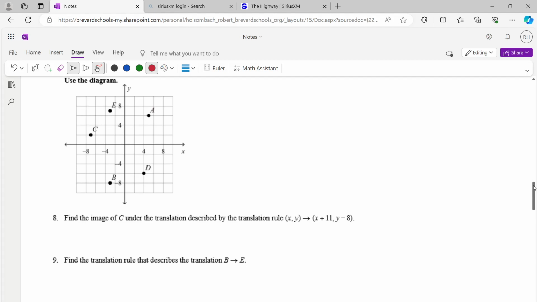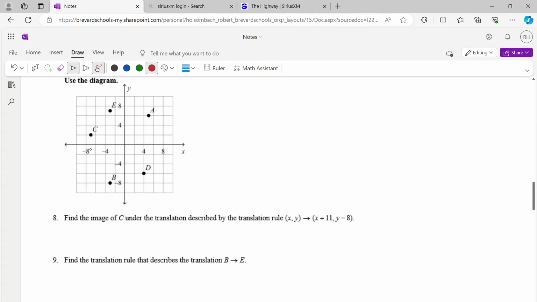All right, problem number 8, we're using this diagram. Find the image of C under the translation described by the rule. So here's our rule. X plus 11. That means we're moving right 11. Y minus 8 is down 8.